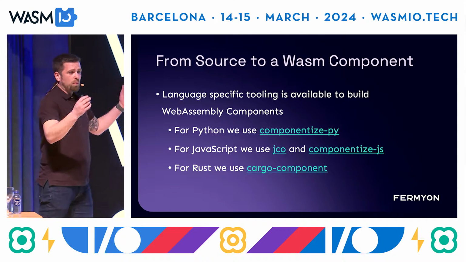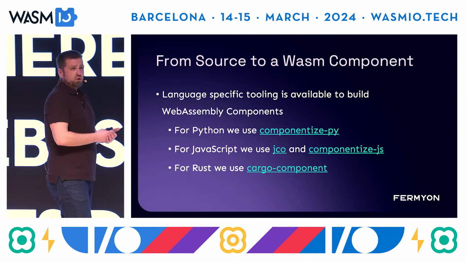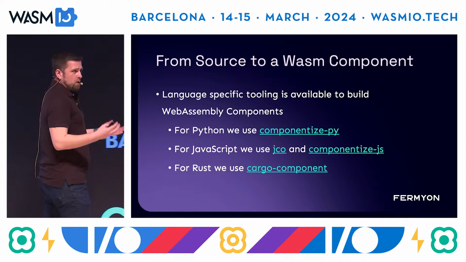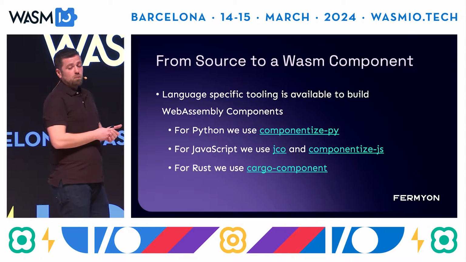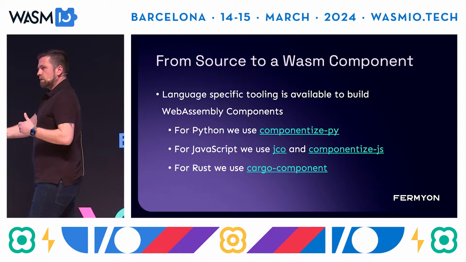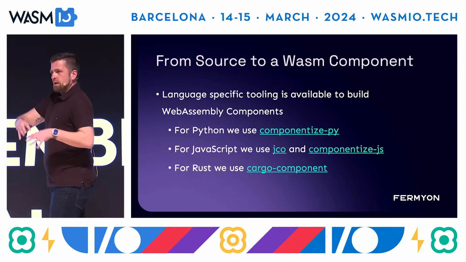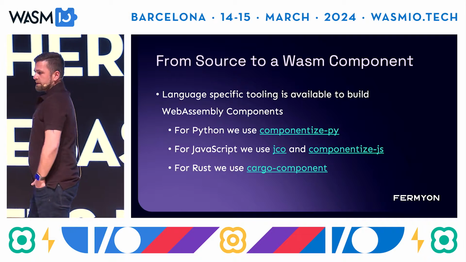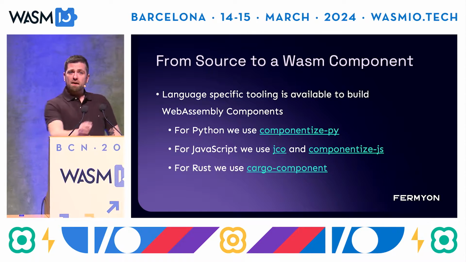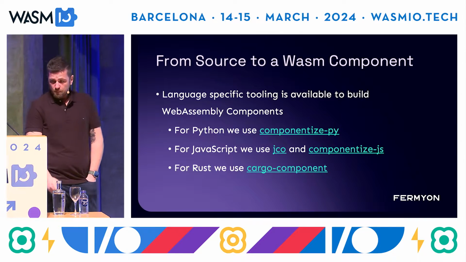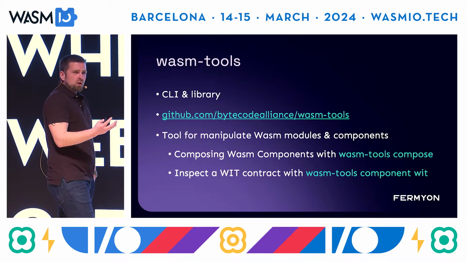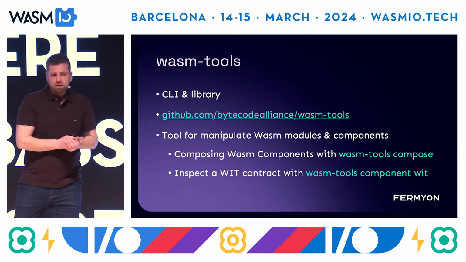And we have, like for Python, there's componentize-py. For JavaScript, we have, for example, JCO and ComponentizeJS. And in Rust, when you're building WebAssembly components with Rust, you can use cargo component to compile your Rust code to WebAssembly and then package it as a WebAssembly component. So at some point, we end up with a WebAssembly component, right? So we need some kind of language-agnostic tooling to poke around with WebAssembly components.